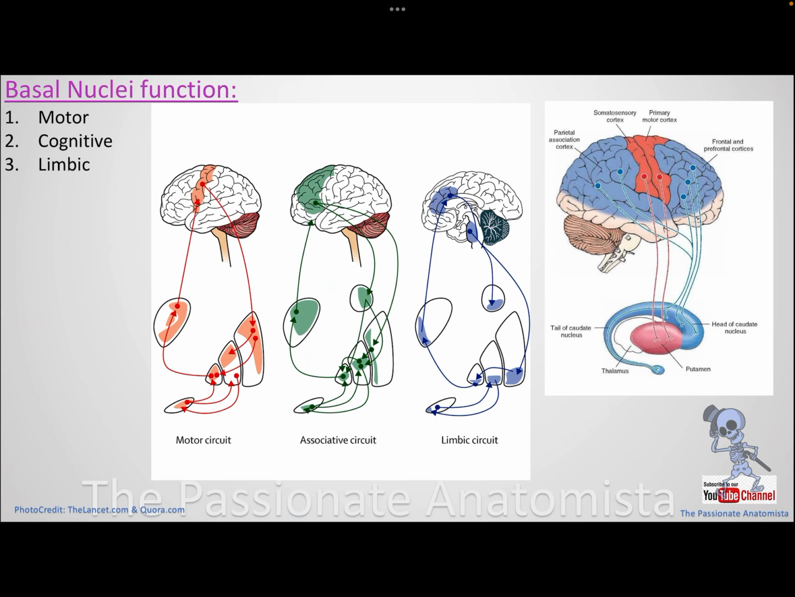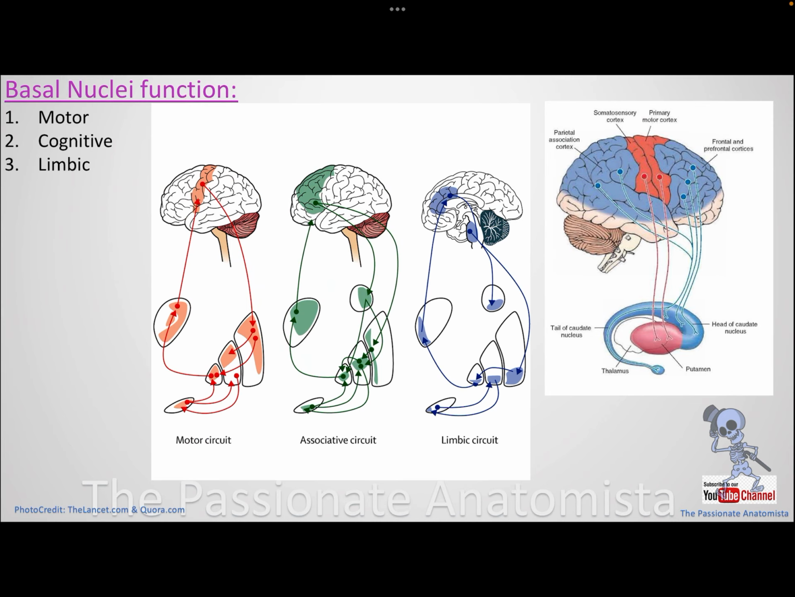Now, what is the function of basal nuclei, and what is the difference between cerebellum and basal nuclei? Now, guys, basal nuclei is going to help you to initiate the movement and the smoothness of the movement.